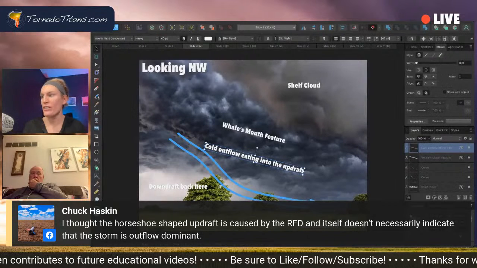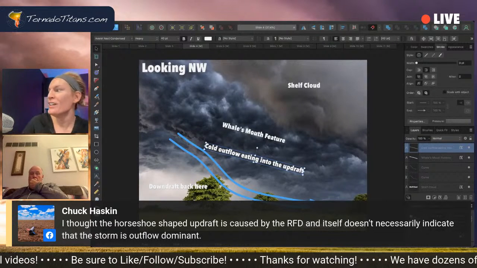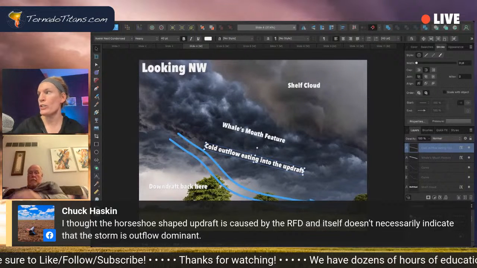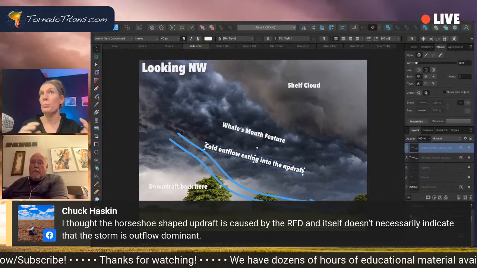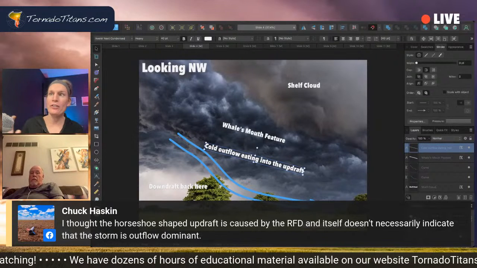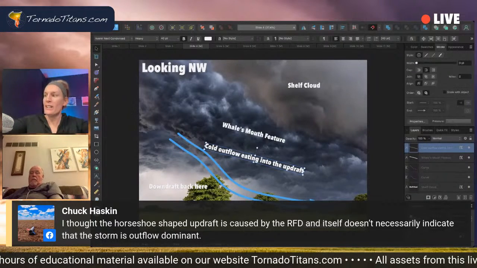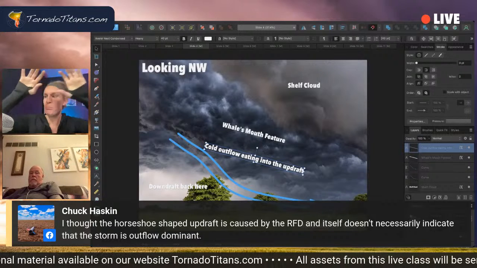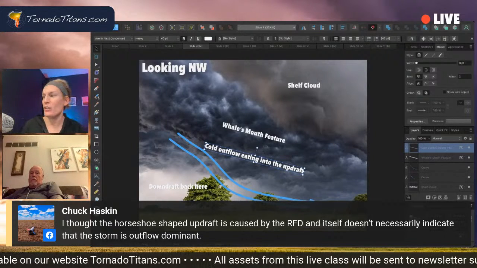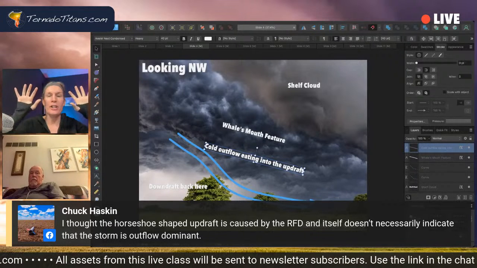You get those mesovortices form really quick, but the supercell is more organized, long-lasting, and persistent. So technically, the horseshoe shape is a sign of outflow pushing up and around the meso, but there's actually sustained inflow also happening with the storm. If the whole storm is horseshoe shaped, that's a sign that the whole storm's pretty outflow dominant, especially if the downdraft is back behind it.